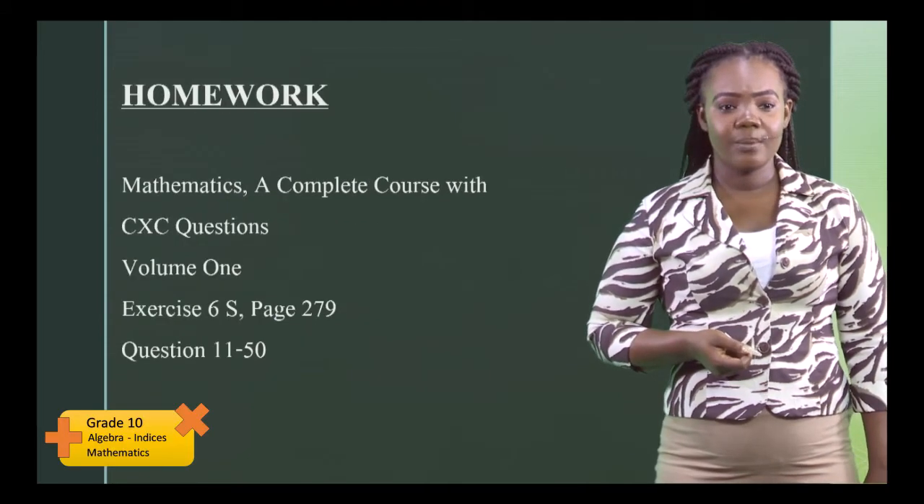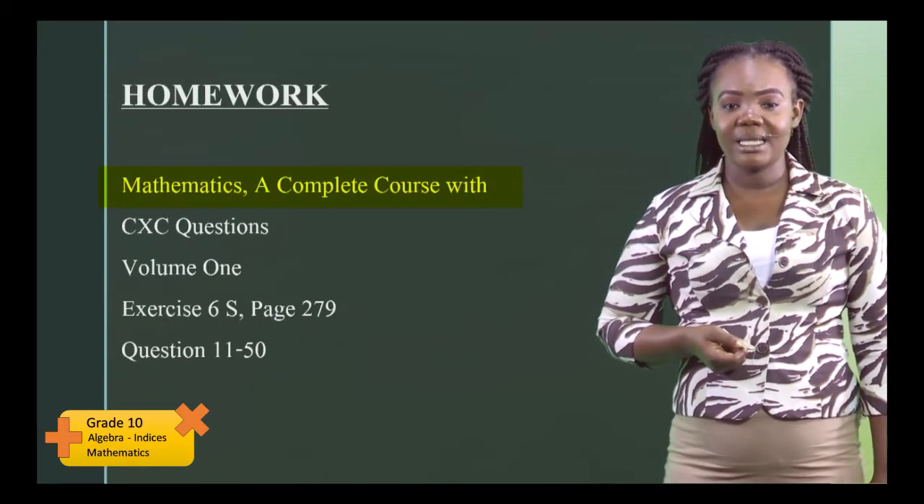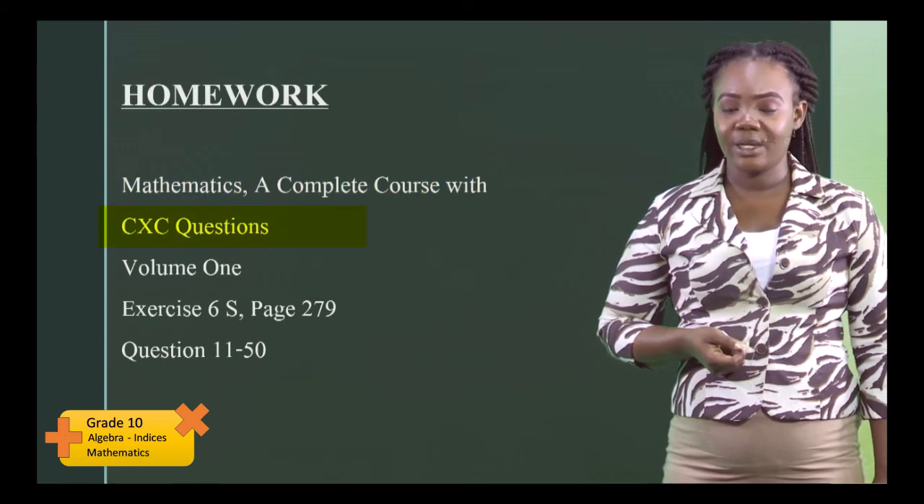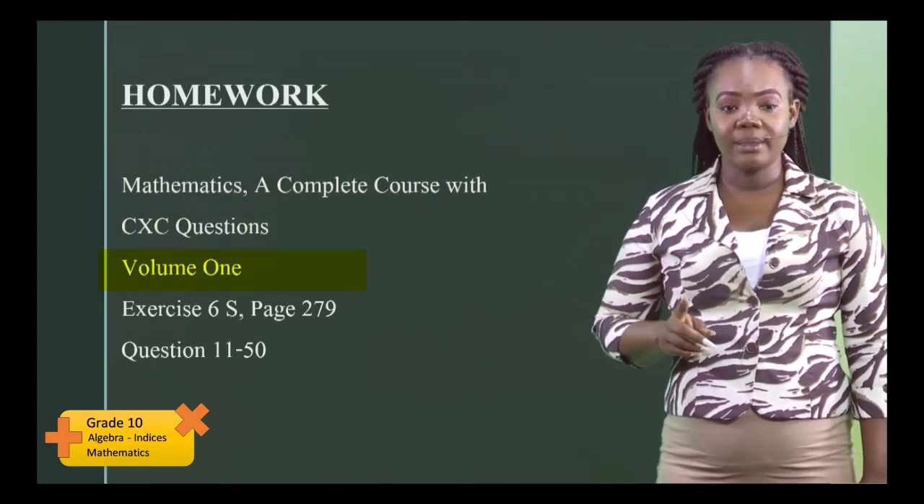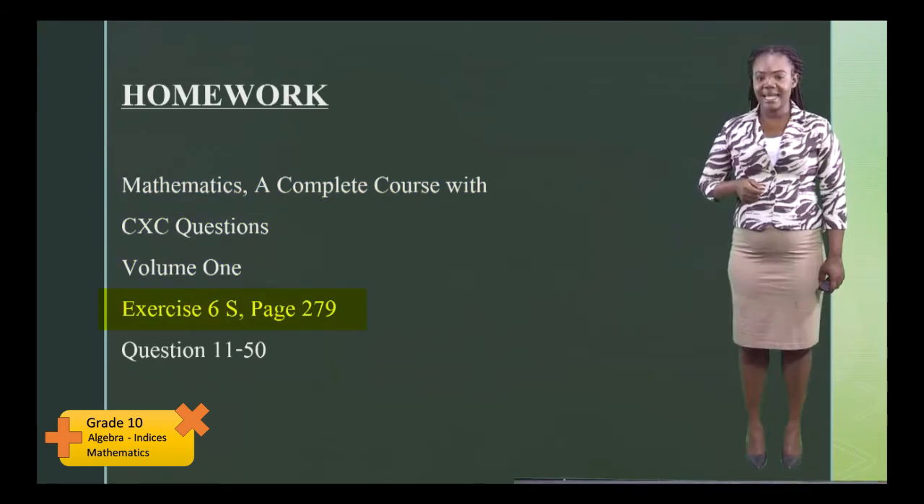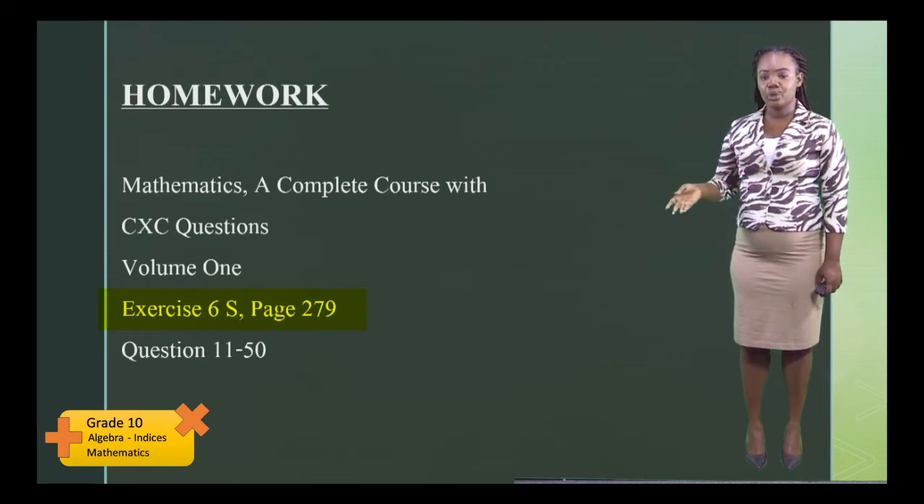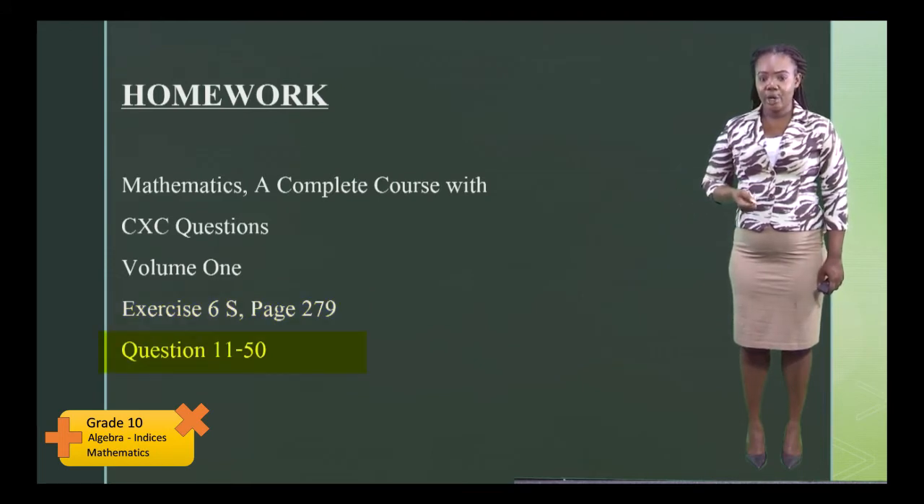How can you do that? We're going to be using Mathematics: A Complete Course with CXC Questions, Volume 1. Exercise 6S, which can be found on page 279. You are going to work questions 11 to 50. That will give you enough practice on the multiplication and division laws of indices.